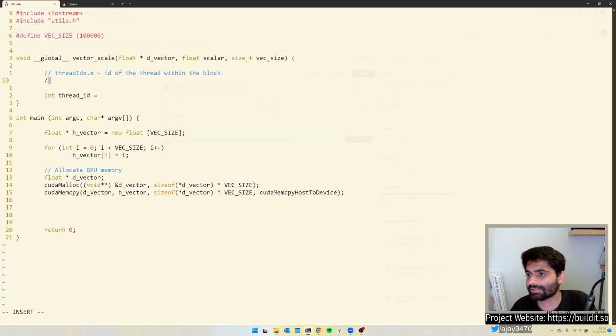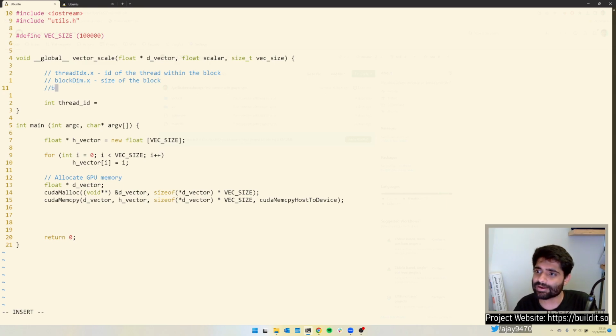Then we have blockDim.x, which says the size of the block. This is the number of threads in each block that we are running. And then the final one we have is blockIdx.x, which is the ID of the block in the grid.